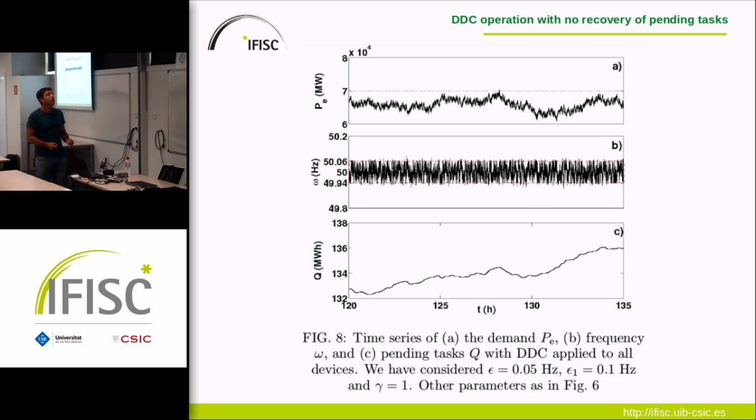The problem is that you accumulate pending tasks. Q is the total number of pending tasks in units of energy. So over time, the pending tasks go up, because you control and don't recover them. This is unrealistic. This would not work. The fridge would get too hot at a certain point. So you need to include here the recovery of the pending tasks. And now here you have a payoff.